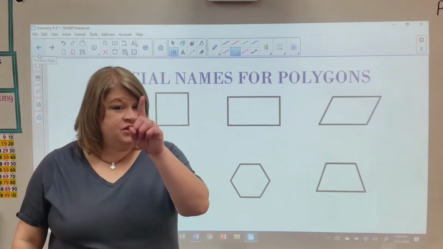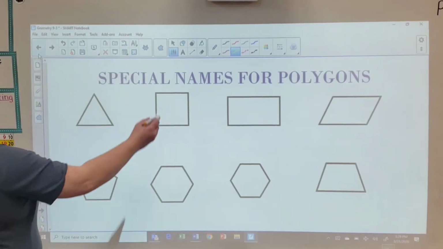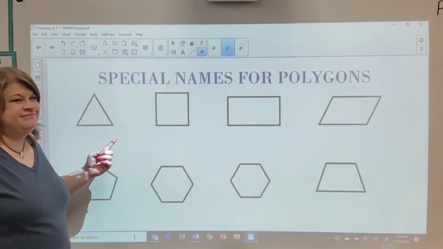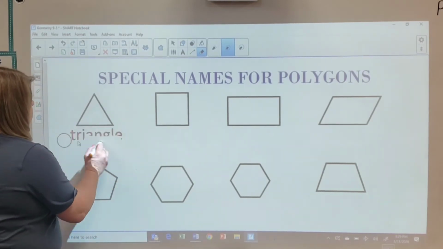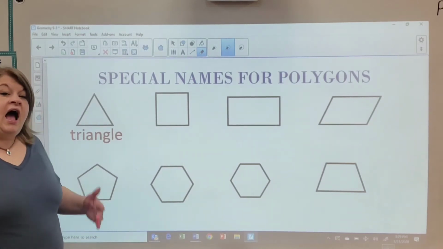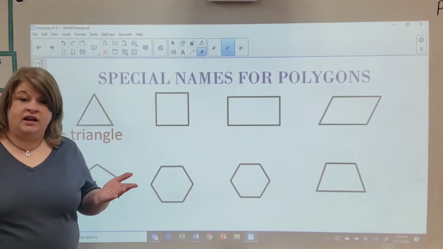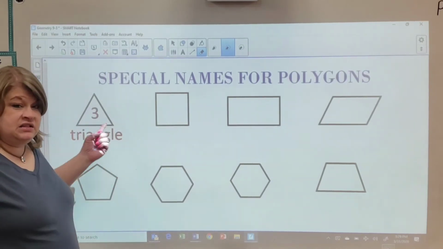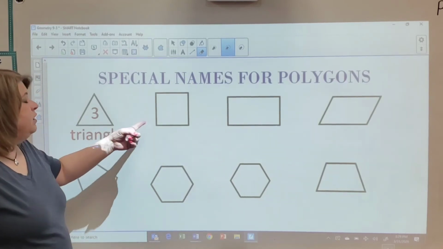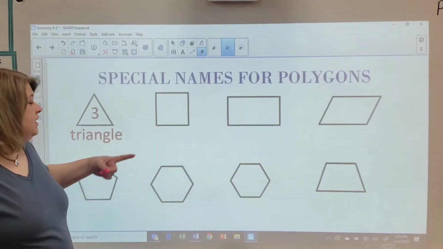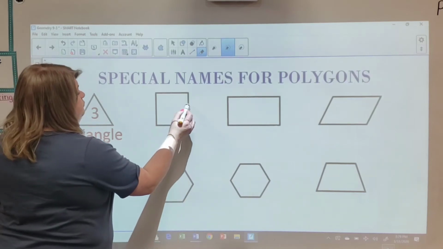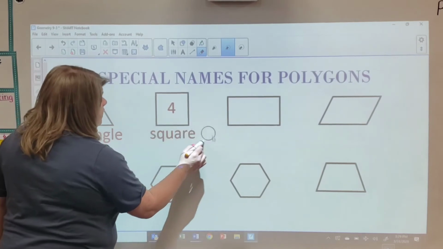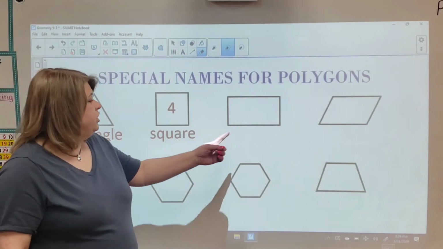Special names. Some of these you already know. You ready? What do you think this one is called? Yeah, a triangle. Look at that right there. How many straight sides does a triangle have? Right, 1, 2, 3. 3 sides. Is this a polygon? Oh yeah. Is this a polygon? Yeah, it is. How many sides? Yup. And what kind of shape is this? Do you remember? Yeah, you're right. It's a square.